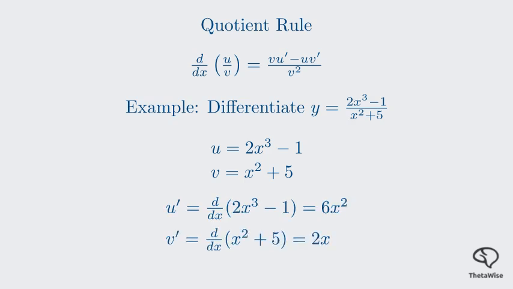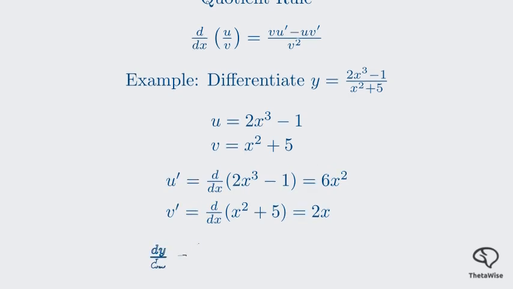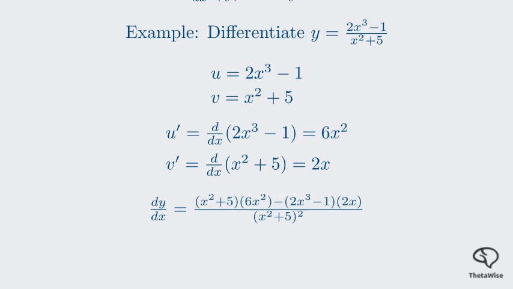Now we substitute these four pieces into our quotient rule formula. So, dy over dx equals v, x squared plus 5, times u prime, 6x squared, minus u, 2x cubed minus 1, times v prime, 2x. All over v squared, which is x squared plus 5 squared. Now let's expand the numerator and simplify. Distributing 6x squared gives 6x to the fourth plus 30x squared. Distributing 2x gives 4x to the fourth minus 2x. Remember to subtract the entire second term.